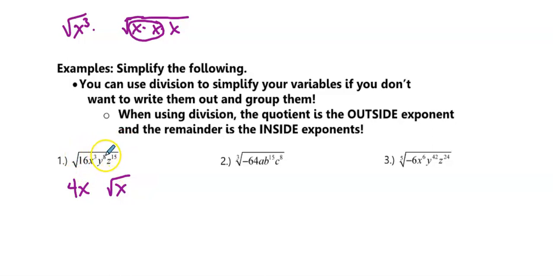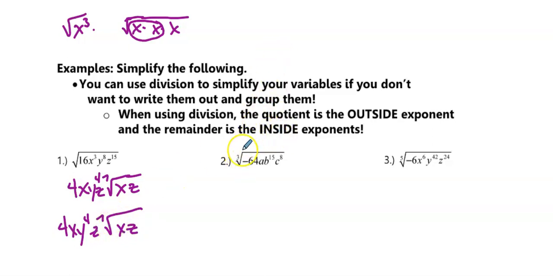Okay, 2 can go into 8 4 times, so we're going to have y to the 4th. 2 can go into 15 z 7 times, so we're going to have z to the 7th with 1 z left over. Very important that you write your radicals appropriately. So I'm going to rewrite my answer again so that it's a little clearer in terms of reading it. So we got 4x y to the 4th z to the 7th times the square root of x z.